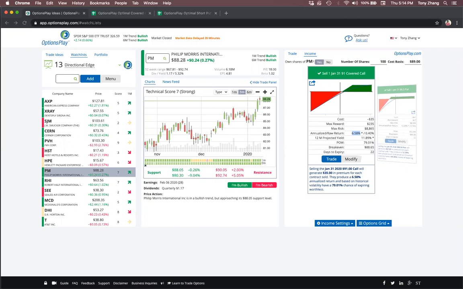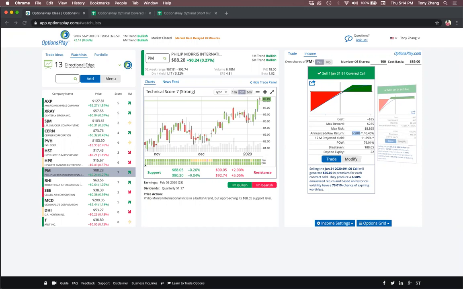Do you wait for the stock at resistance for a covered call and at support for selling puts? No, you do not. You can sell covered calls all the time. This is why we use probability to choose our strike prices.